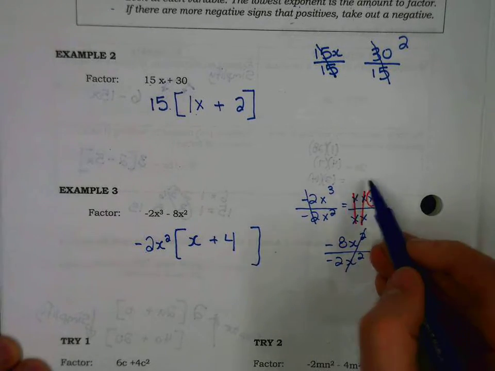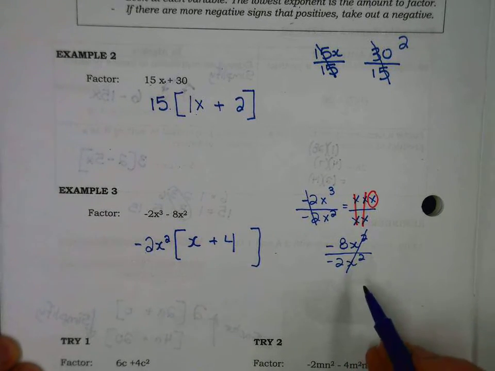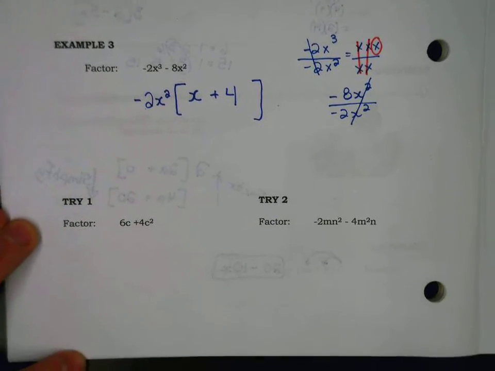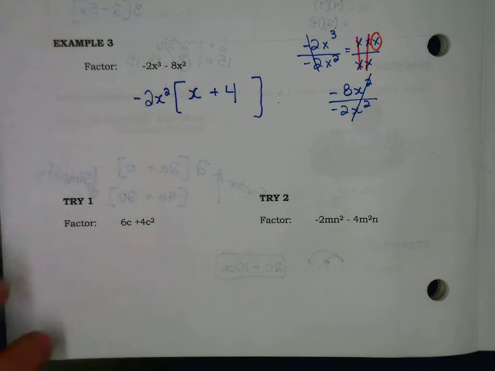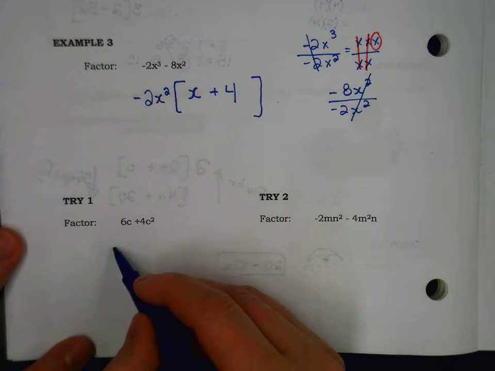Some people are not going to need to do this in the long term, but it is a good idea to get things started. So there's 2 to try, and if you'd like to try these, you're more than welcome to pause the video and give them a try. Otherwise, we are looking at common factors of 6 and 4, which is 2.